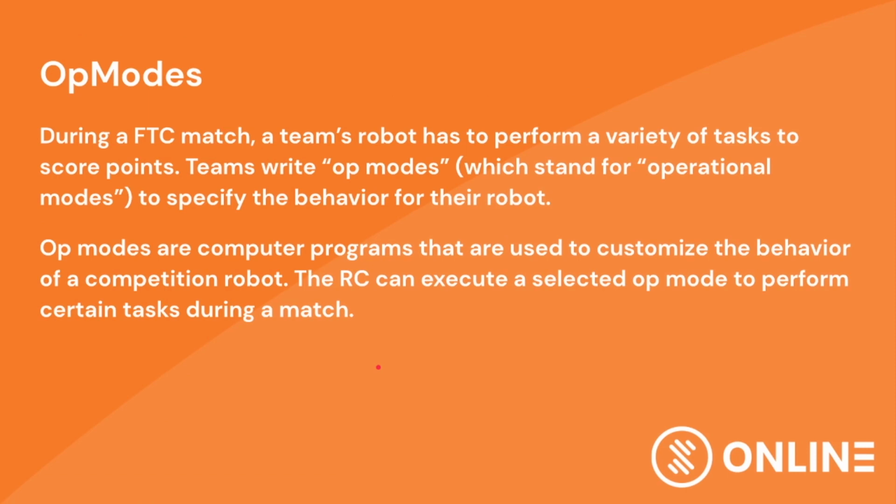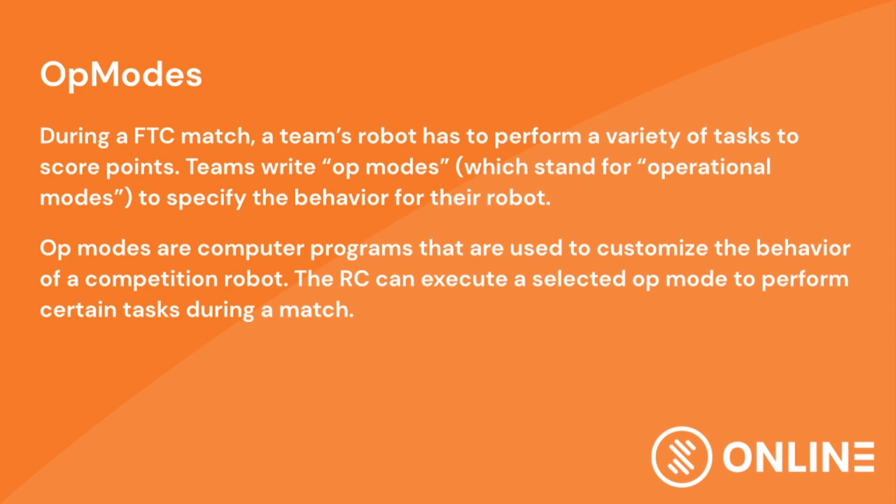So now we're actually going to talk about OpMode design. During an FTC match, the team's robot has to perform a variety of tasks to score points. Teams write OpModes, which stand for operational modes, to specify the behavior for the robot. OpModes are computer programs that are used to customize the behavior of a competition robot. The robot controller can execute a selected OpMode to perform certain tasks during a match.